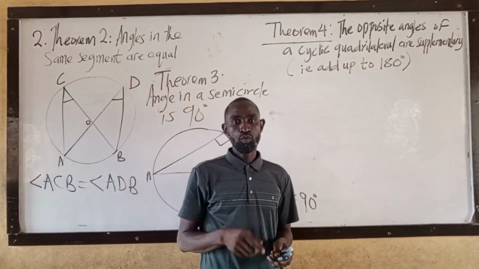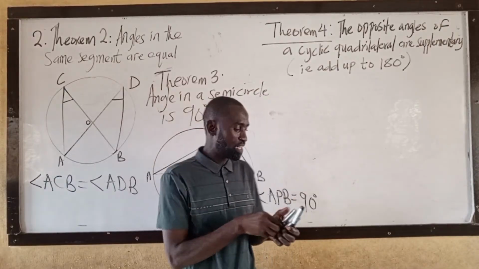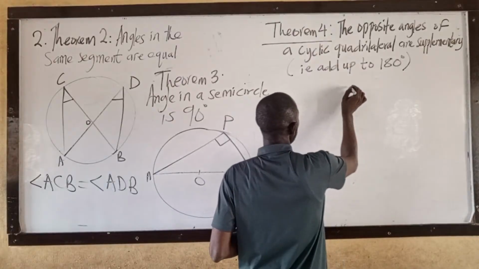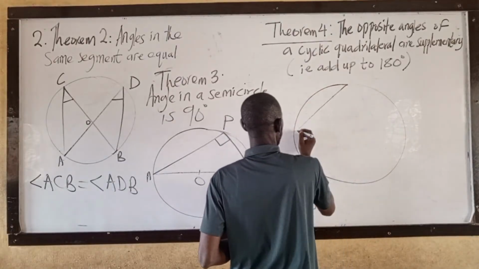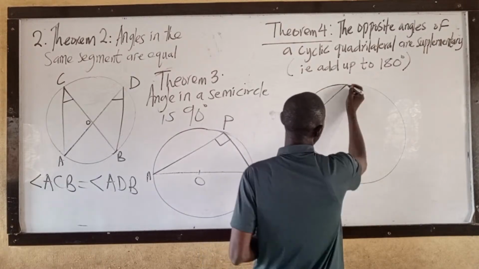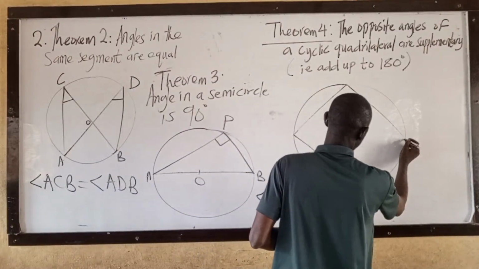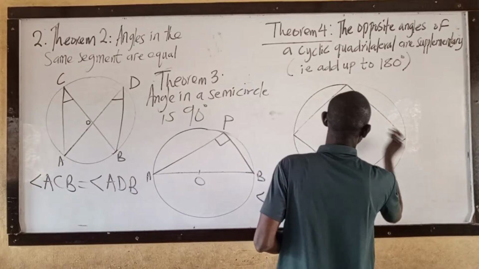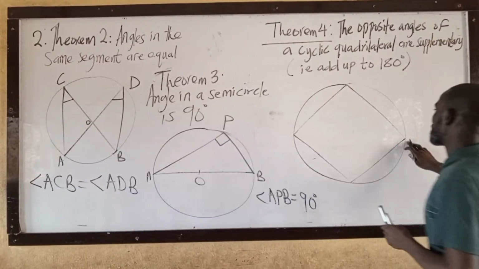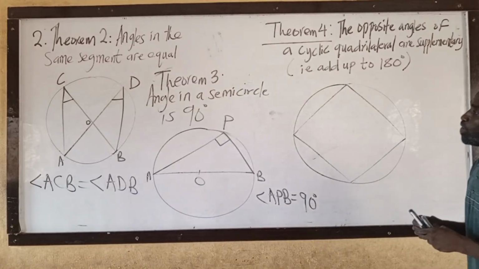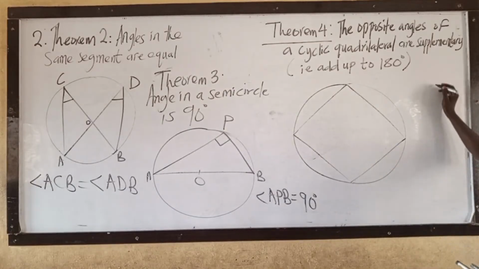the circle, we call it what now? A cyclic quadrilateral. Look at the diagram. This is the circle. This is the quadrilateral. So this one is not the angle at the center. But the only difference is what now? Angle at the center and angle at the circumference.